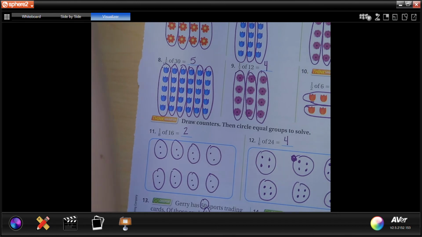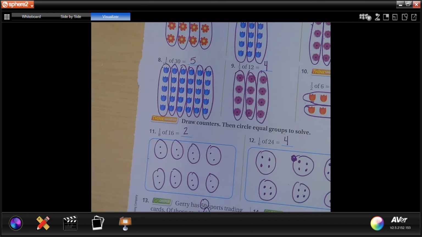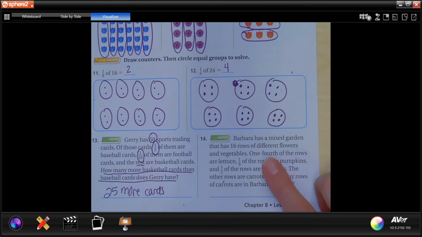Okay, now you'll want to erase your board because now we need to do number 14. All right, for number 14, Barbara has a mixed garden that has 16 rows of different flowers and vegetables. 1/4 of the rows are lettuce. 1/8 of the rows are pumpkin, and half of the rows are tulips. The other rows are carrots. How many rows of carrots are in Barbara's garden?